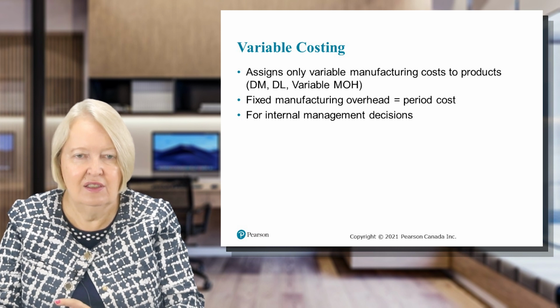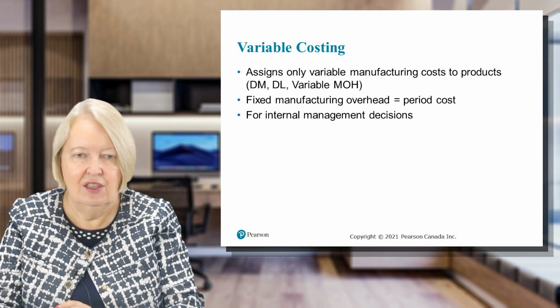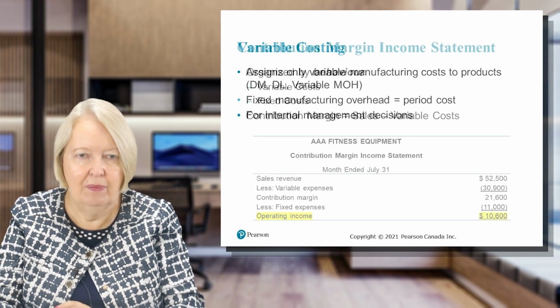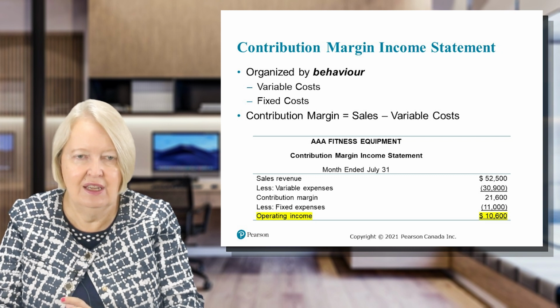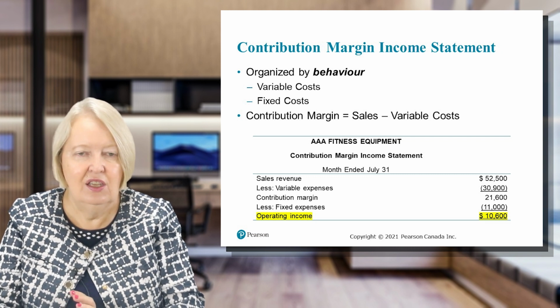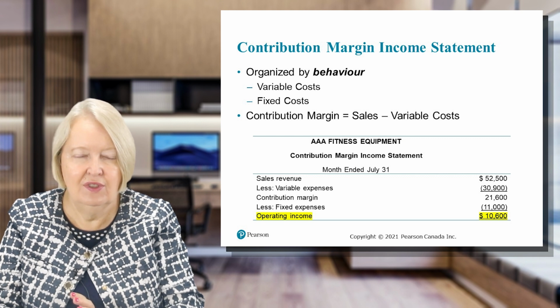So variable costing, as we've mentioned before, assigns only the variable manufacturing cost to the products. And so your variable expenses would be your direct material, your direct labor, and your variable overhead. Then your fixed manufacturing overhead is treated as a period cost. So to just go back for a moment, the contribution margin income statement format is just used internally. You don't use that format for external reporting, but it's used for internal management information.